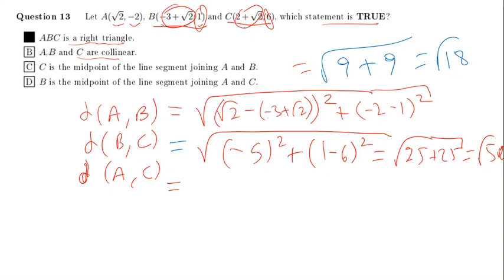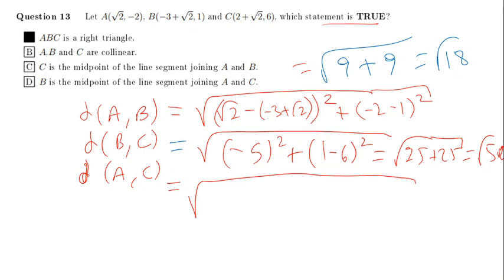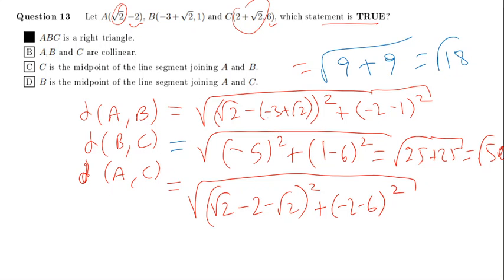Now, when it comes to AC, square root, A and C, square root 2 and 2 square root 2. Now, you can remove square root 2 minus 2 square root 2. When you distribute minus, you get this one. And minus 2 minus 6, squared. It will be negative 2 squared, 4, and plus negative 8 squared, it will be 68.